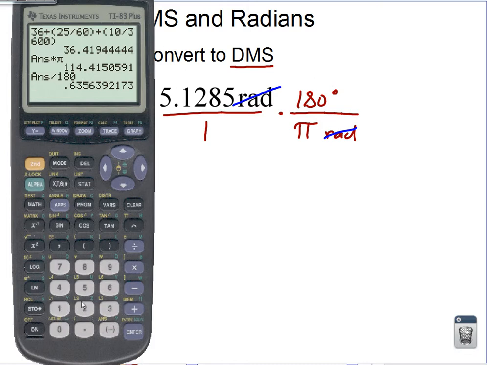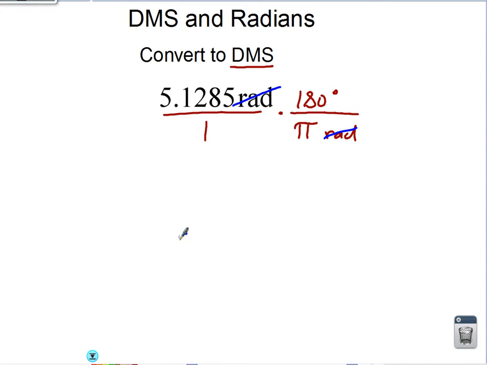So 5.1285 times 180. Enter. I'm going to divide that by pi. Enter. I get about 293.84 degrees. But don't clear your calculator, because that 293.84 is not exact. That's an approximate. I'm just putting that there as a placeholder. Because now we need to convert that to degrees, minutes, seconds.